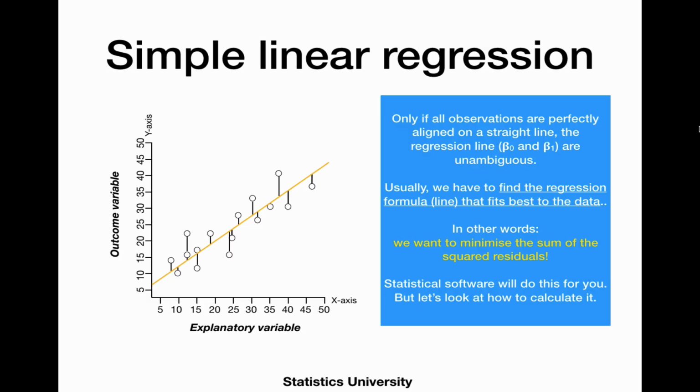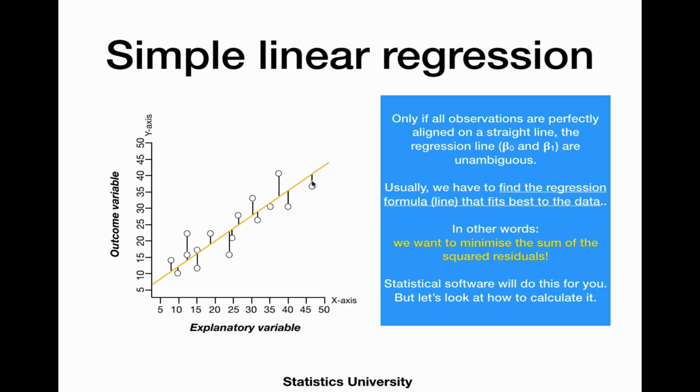In medical research, that's hardly ever the case. So usually we have to find the regression formula or line that fits best to the data. But that means that there are multiple options, and there's always some error remaining in that estimation. And remember the residuals from the lesson where we explain how to determine a standard deviation, that are the bars represented in the graph here. Those are the errors that remain.